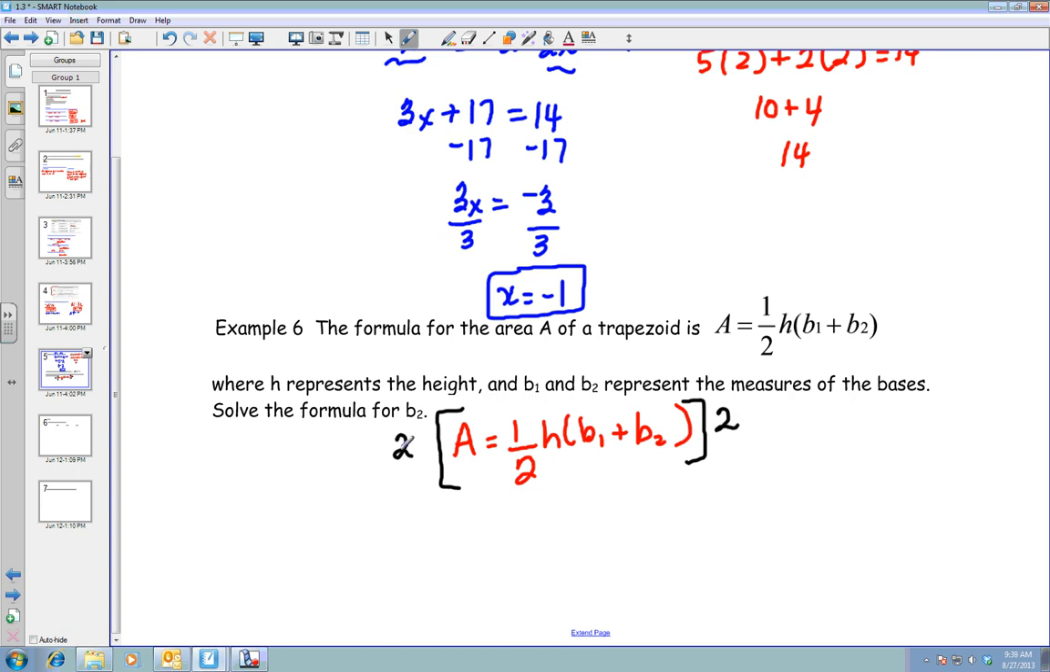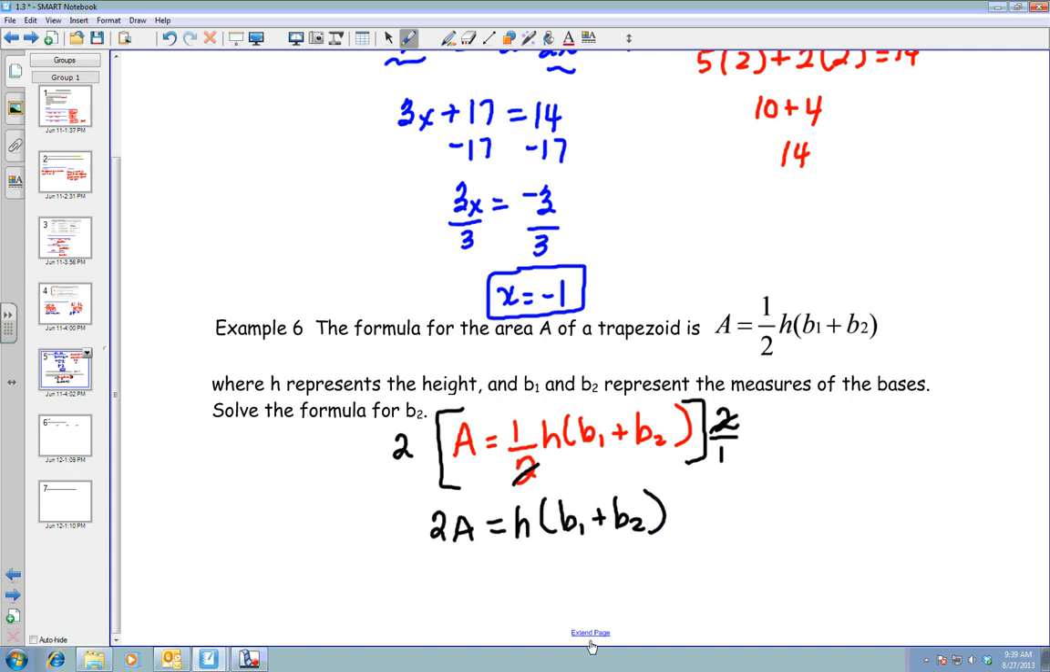So when that happens on the left-hand side, I have 2 times A. And then do you see that this 2, because this is over 1, this 2 and this 2 now cancel each other out. So what do I have left? I have 1h, and usually I don't put the 1 there. I'll just put h times (b sub 1 plus b sub 2).